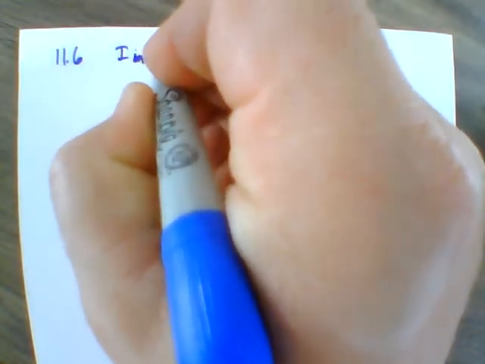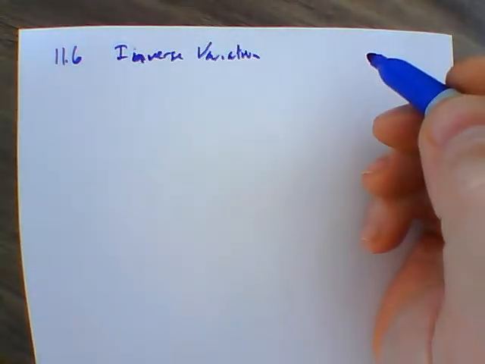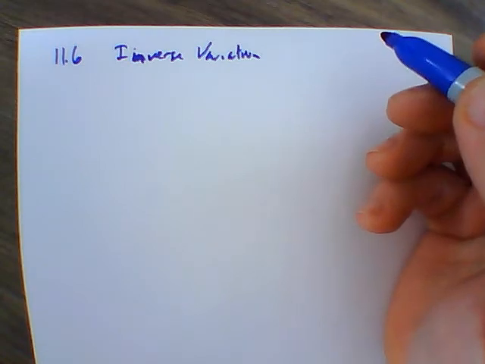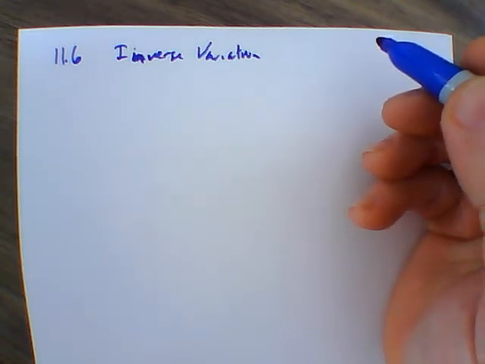We're in section 11.6 in Algebra 1, talking about inverse variation. Okay, so 11.6, inverse variation. So when we talk about inverse variation, we're talking about things a little differently. We had direct variation and inverse variation.